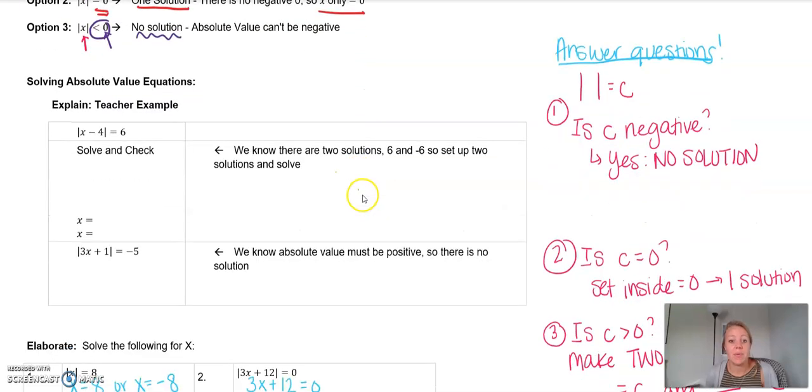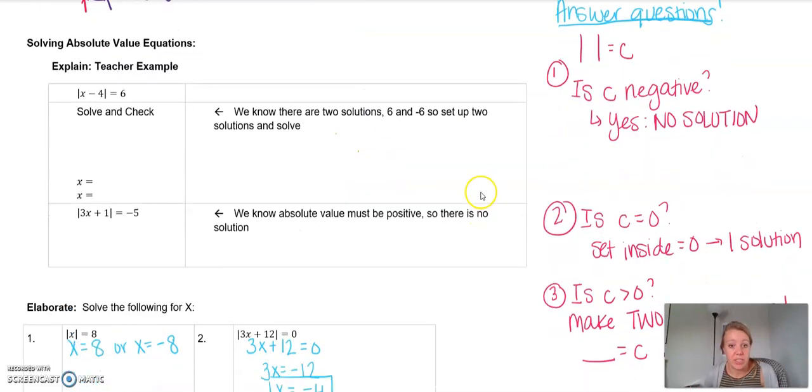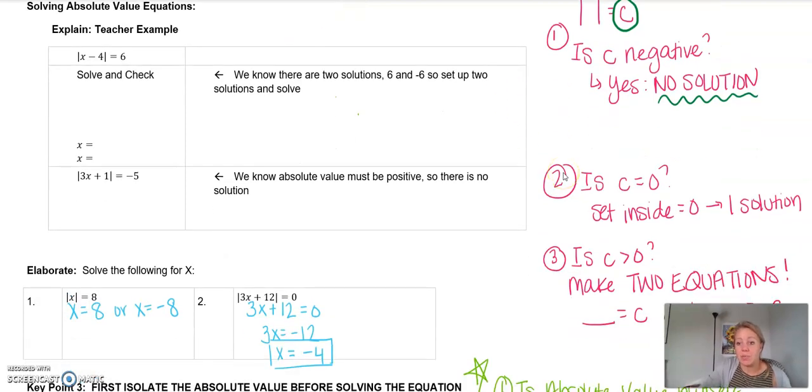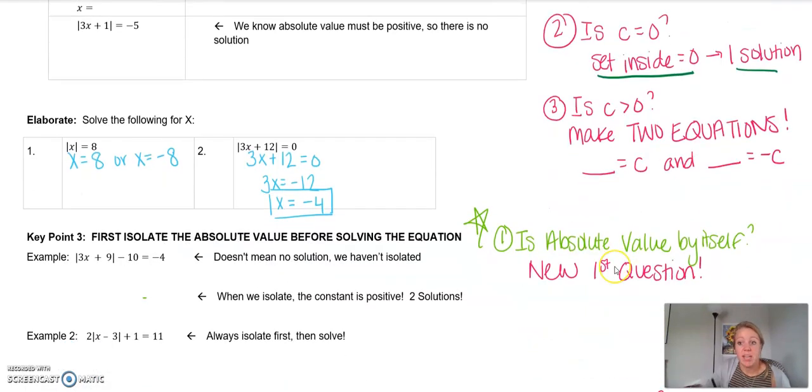So let's see how we would solve absolute value equations. Step 1 is we look at what c is, and I call c just the number that the absolute value is equal to. We have to ask ourselves, is c negative? If yes, that means there's no solution because absolute value can't be negative. If c is 0, then we're just going to set the inside equal to 0 and find one solution. If c is greater than 0, meaning c is just a positive number, that means we're going to have two solutions, which means we're going to write two equations.